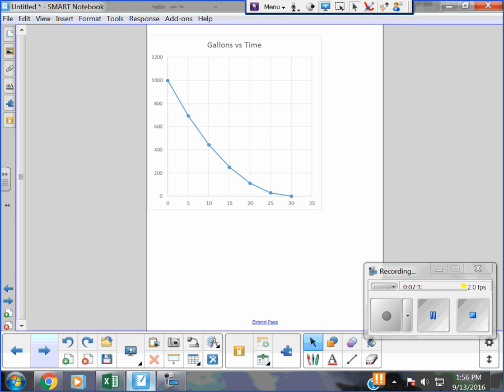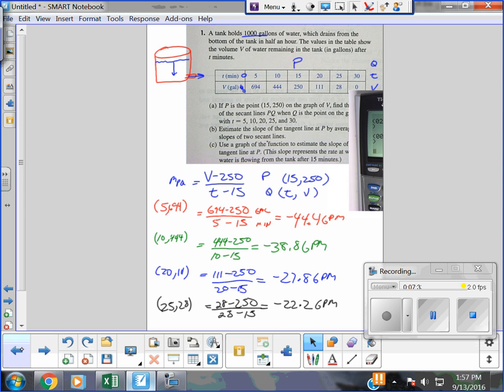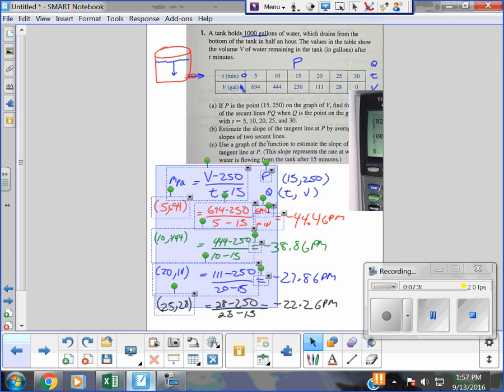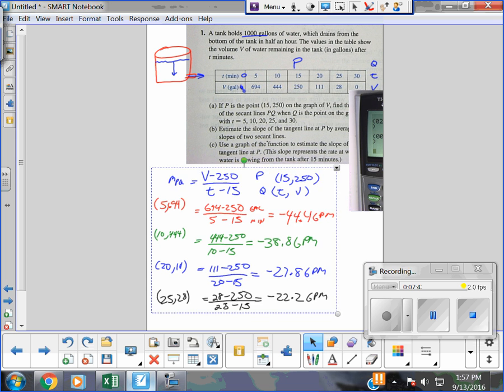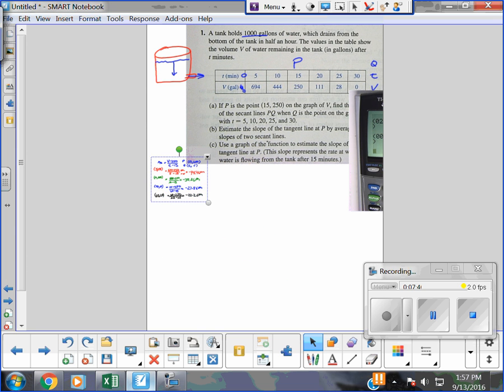It makes complete sense that the slope of the secant line is always negative. The tank is emptying. The gallons are flowing out with time. We can see that it's decreasing the whole way, and the secant lines are negative the whole way. Decreasing function, negative secants. We just did letter A. So if I capture all this, and I group all this, and I make it small, that is letter A.